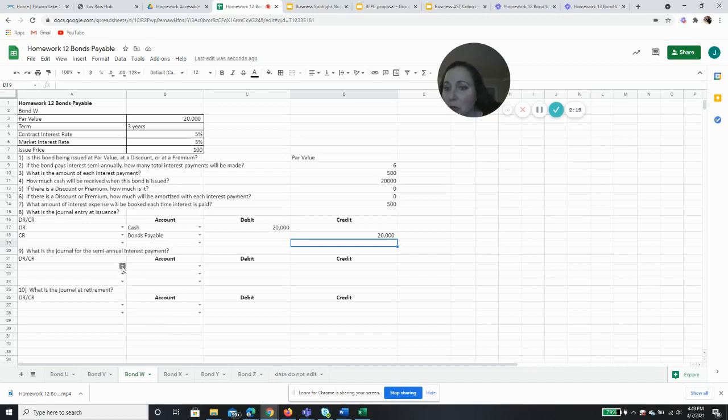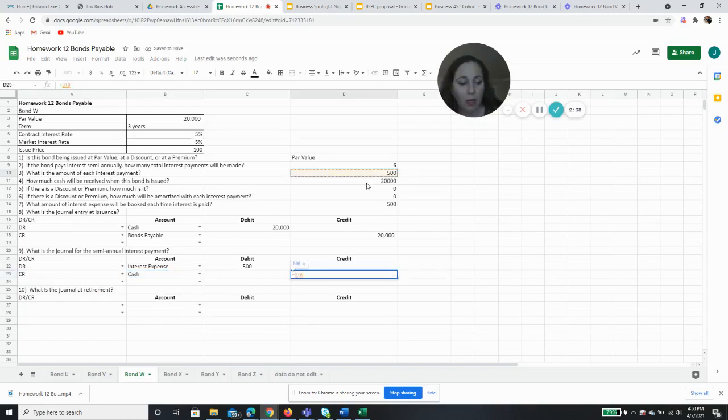So to record the semi-annual interest payment, we're just going to debit interest expense for the amount of the interest payment, and we are going to credit cash because our bondholders like to be paid in cash. I really insist upon it. Okay, and again, we don't need the third line because we are not amortizing a premium or discount.